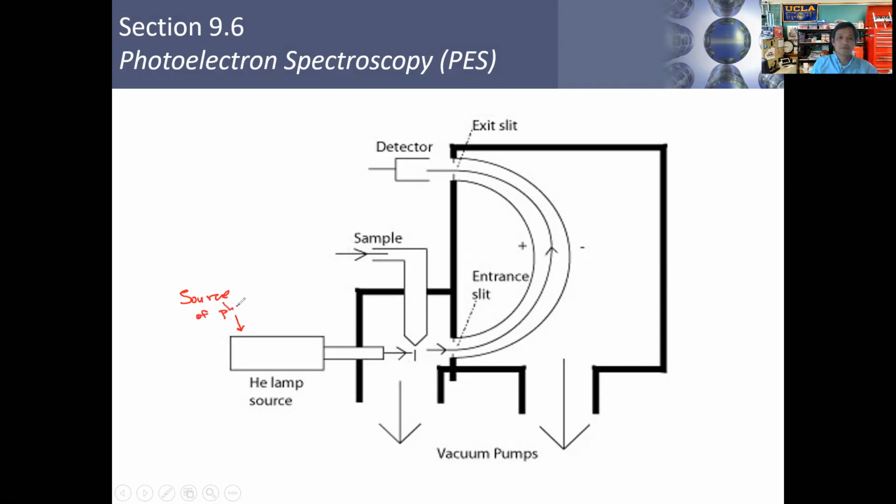Source of photons. Now, helium is often used, but you can also use X-rays. X-rays have been used in the past, so they're not as powerful. You can use UV light. UV light also can be used as a source of energy, but you need a source. So this is the source of photons here.